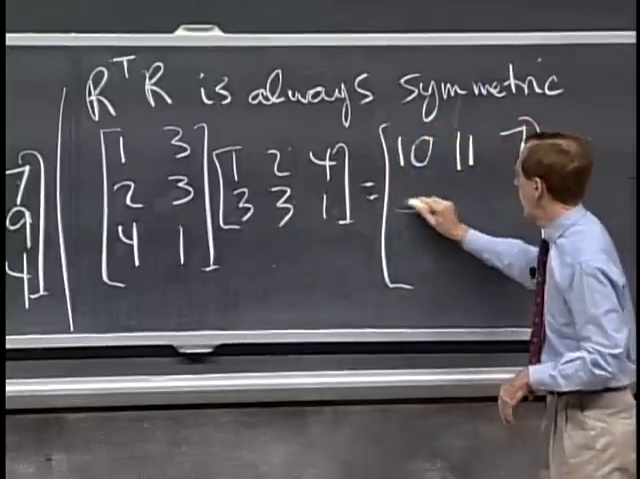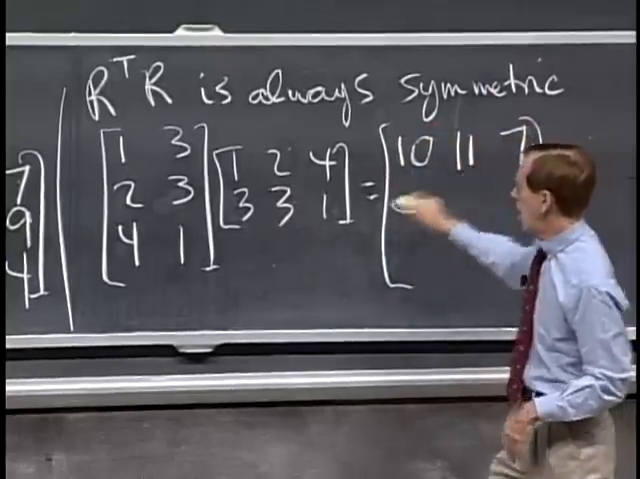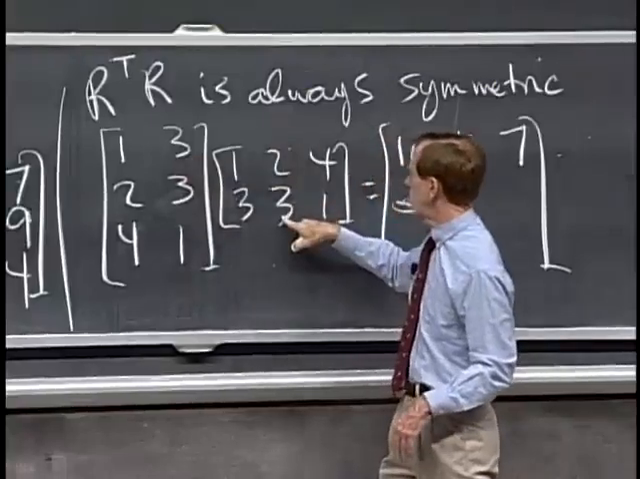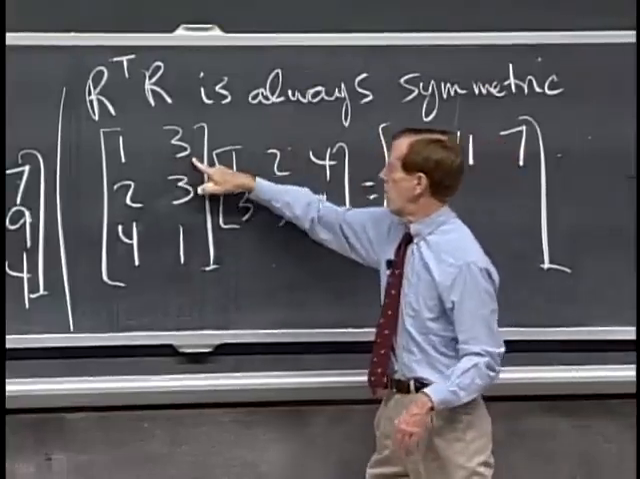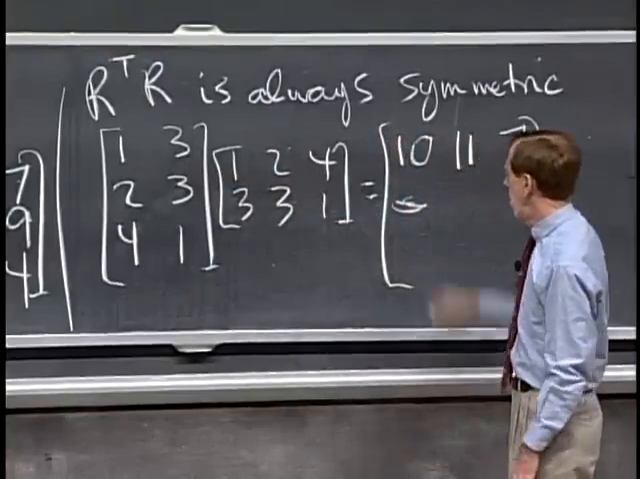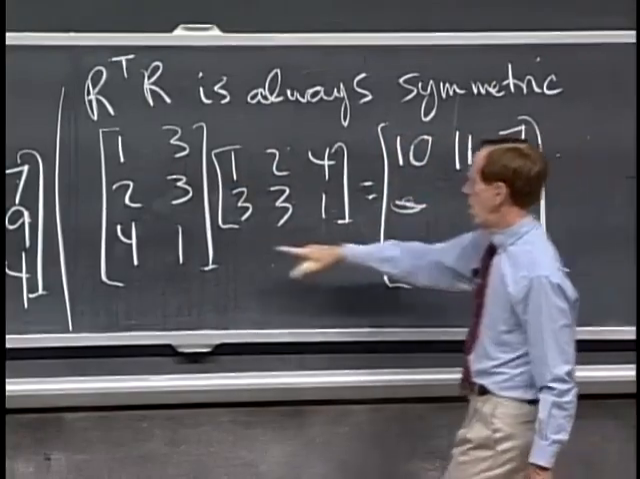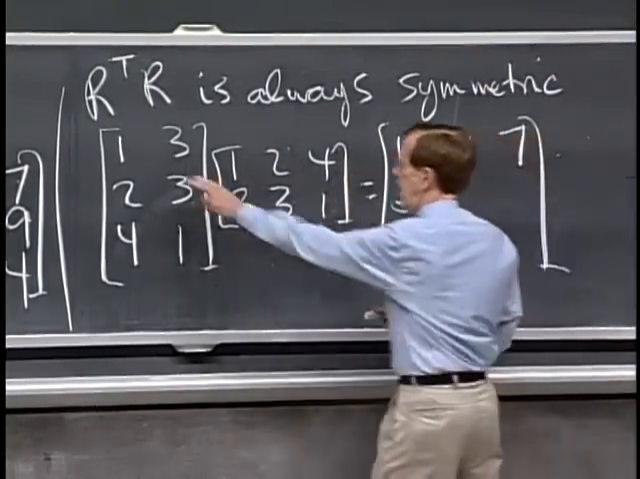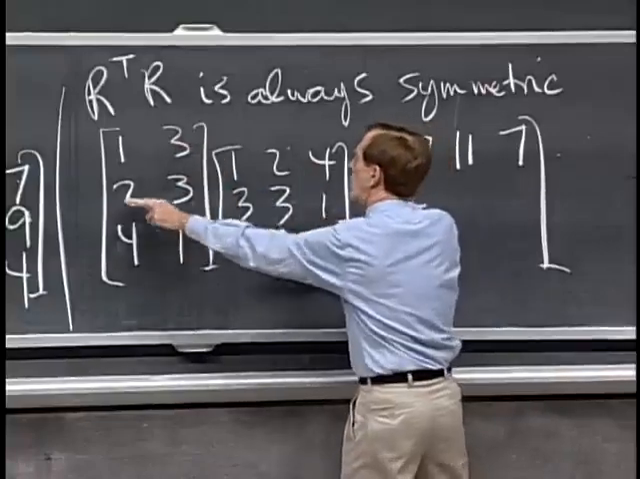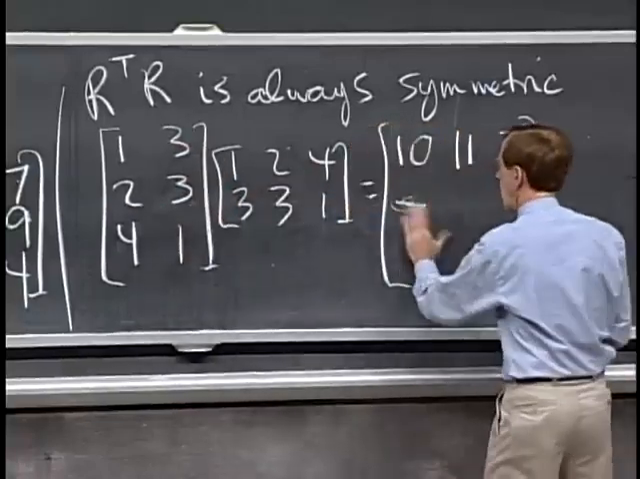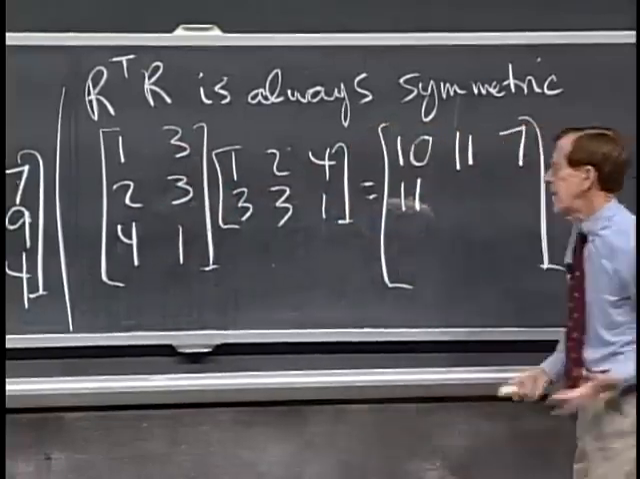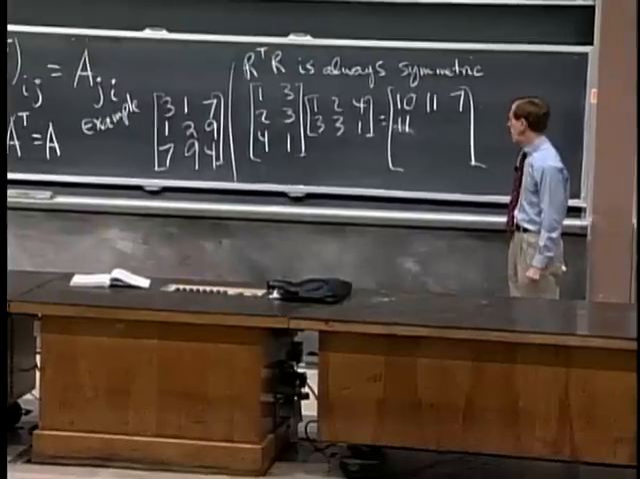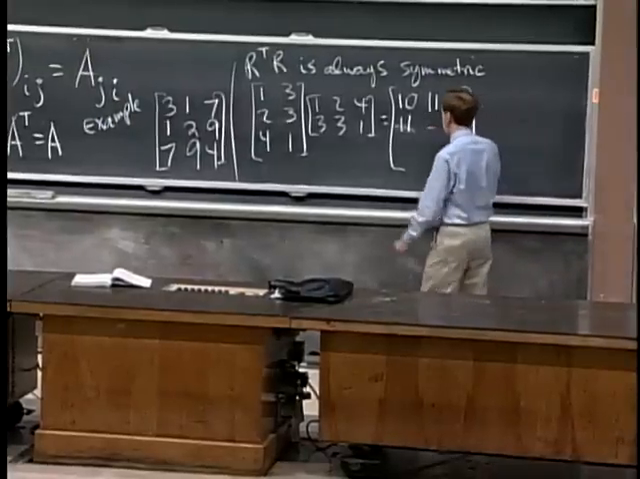Now what do I get there? This 11 came from 1, 3 times 2, 3, right? Row 1, column 2. What goes here? Row 2, column 1, but no difference. 1, 3, 2, 3, or 2, 3, 1, 3, same thing, it's going to be an 11. That's the symmetry. I can continue to fill it out.